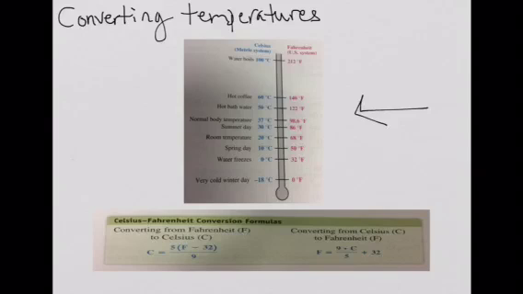Now if you look down at the bottom here, we have these two formulas, and one is converting from Fahrenheit to Celsius, the other one is converting from Celsius to Fahrenheit. And so these are the two formulas that we're going to use in converting between the two different types of temperature. So let's go ahead and start looking at some examples on how to do that.